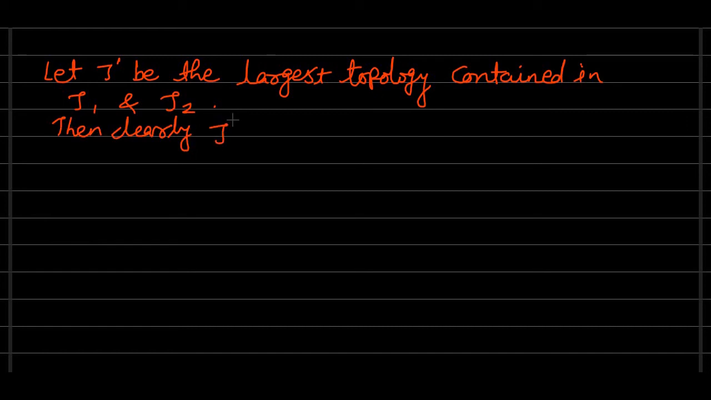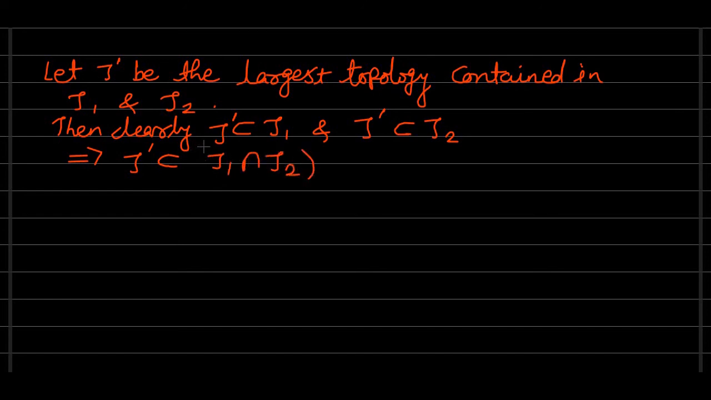Clearly, TO dash is a subset of TO1. Contained in TO1 means subset of TO1, and TO dash is contained in TO2 also, meaning TO dash is a subset of TO2 also, which implies that the required topology TO dash is a subset of TO1 intersection TO2 also. So therefore, first of all, we will find out the TO1 intersection TO2.